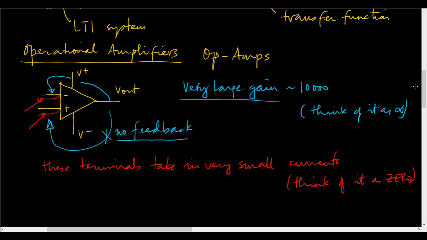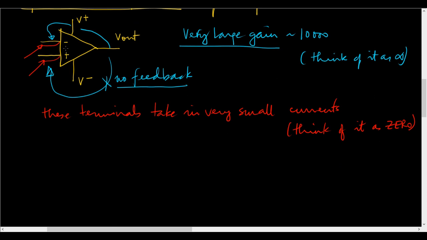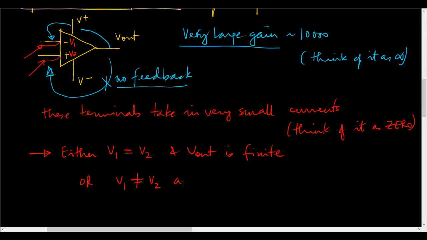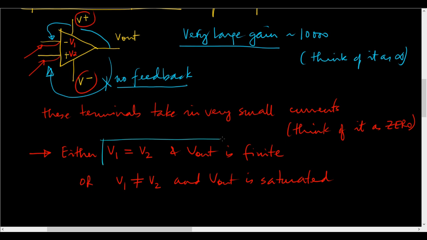The result is that when you operate this device in a stable mode, let me call this voltage V1 and this one V2. Either V1 is equal to V2 and V out is finite, or V1 is not equal to V2 and V out is saturated. Saturated where? At V minus or V plus. We will use the operational amplifier in this mode and do all kinds of interesting things with it. We will discuss the possibility of using it in this mode, and you will see that very interesting things are possible.